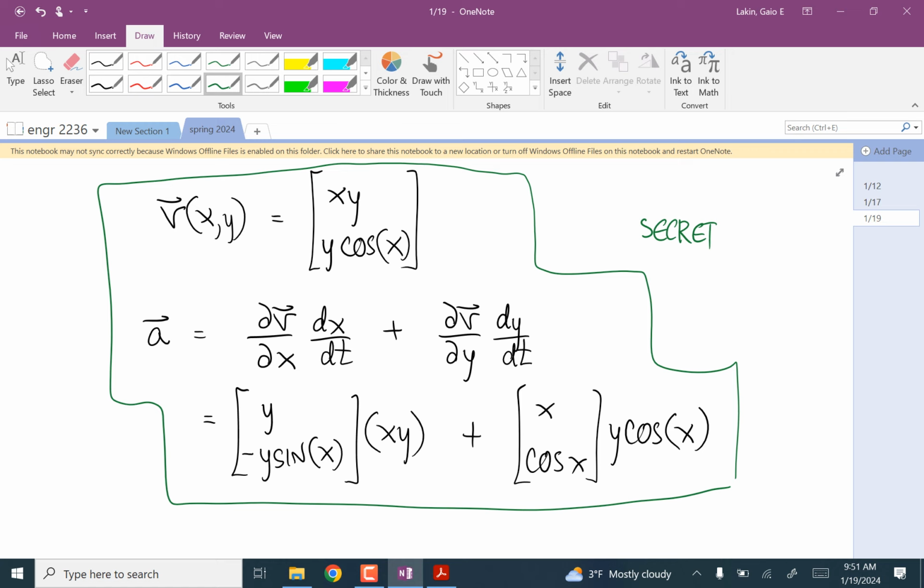Any other questions? Yes. Why didn't the negative carry? The negative, did I miss a negative? Negative y sine of x. Wouldn't sine of x just be cosine of x? Negative y sine of x would be here? Yeah. Well, you could multiply it through and you would get xy squared for the top and negative xy squared sine x for the bottom. You could simplify it a little.